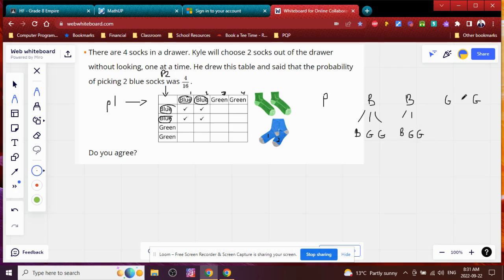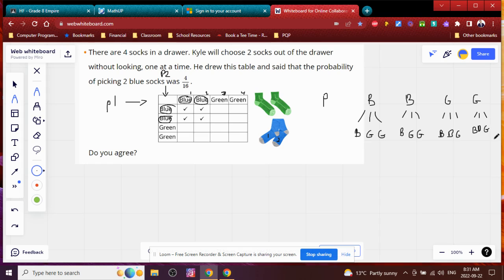And if we do this again, but this time he pulls out a green sock first, well, we know that he can pull out blue 1, blue 2, and green 2. And same here, if he pulls out green 2 first, he can pull out blue 1, blue 2, or green number 1.